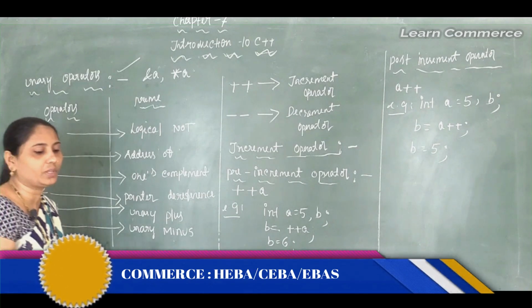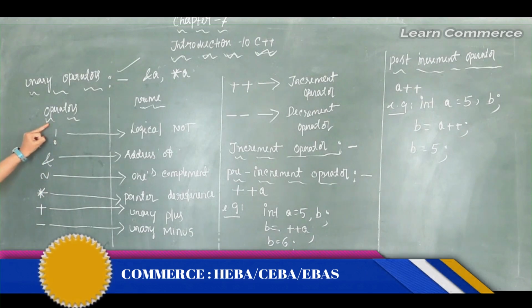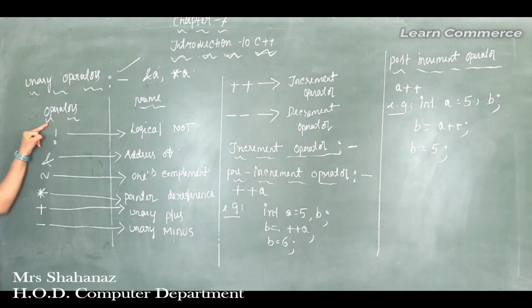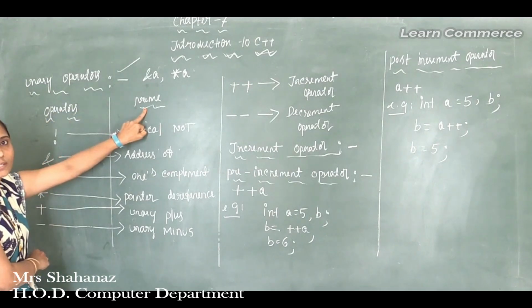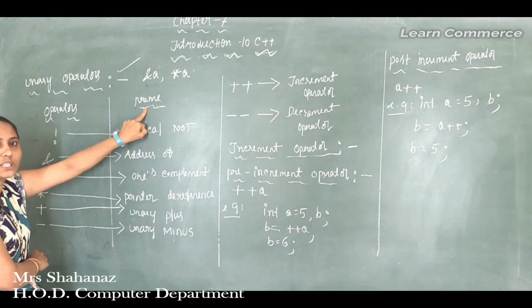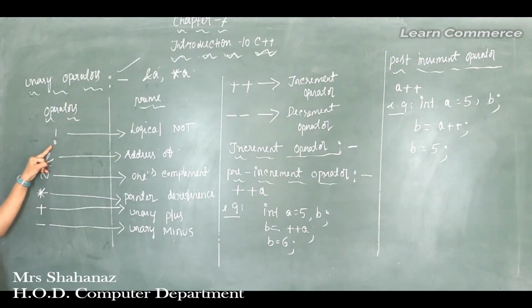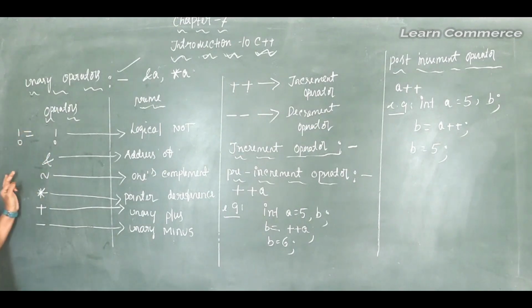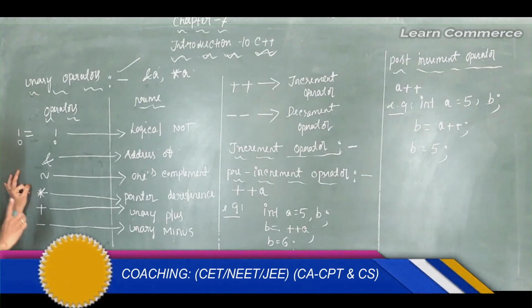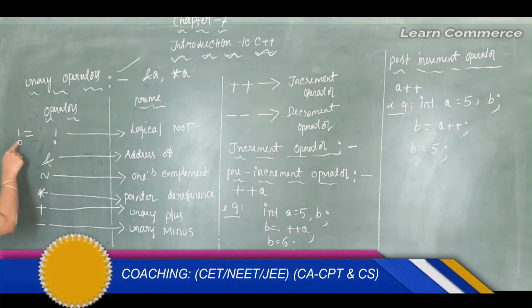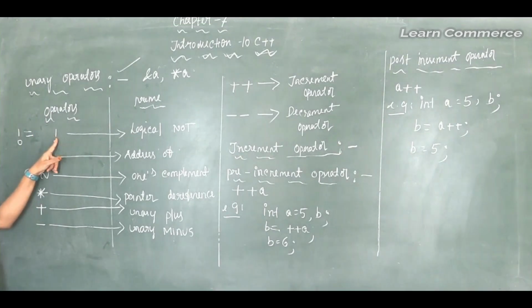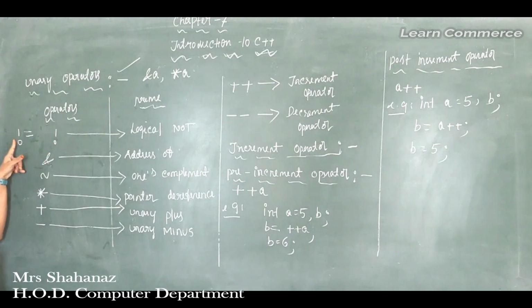Now let's see some of the list of unary operators. Here I divided it into two columns. In the first column I listed the operators, and the second column is the name. So what's the use or what's the name of each operator? Each and everything we are going to discuss in today's class. The first one, as we know, is called the logical not. You should remember it when you are going to use this. If you are using just the one symbol, this is called the logical not, but if you are using it along with the equal sign, it is called not equal to. Clear this point?